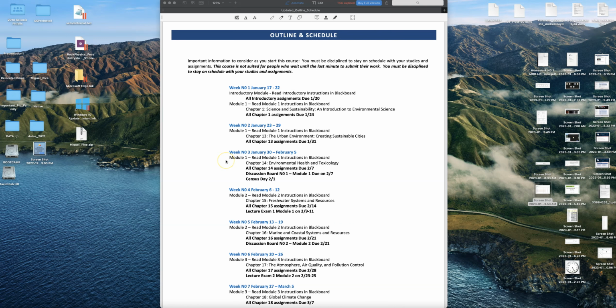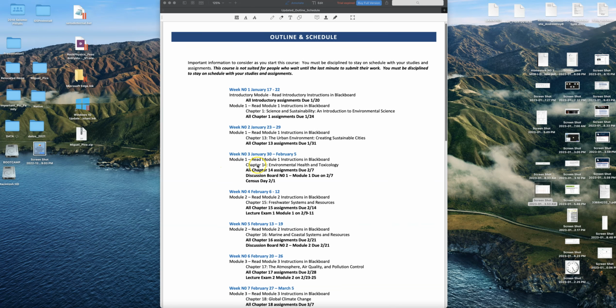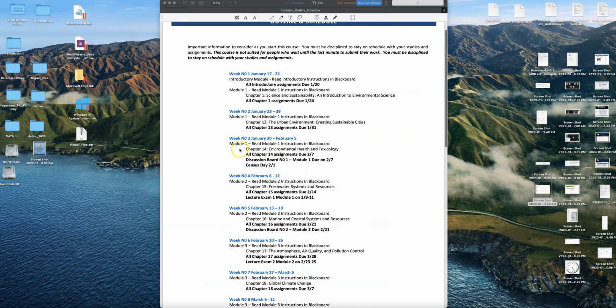And this week that is coming tomorrow, we are going to start with the last chapter for module number 1, which is environmental health and toxicology, chapter number 14. Now, you need to be aware that once we finish this module, the week ahead, we are going to have the first lecture exam in Mastering Environmental Science about module number 1 that comprises 3 chapters, right? Chapter 1 about sustainability, chapter 13 about the urban environment, okay, and the chapter that you are going to start to review this coming week, which is environmental health and toxicology, chapter 14.